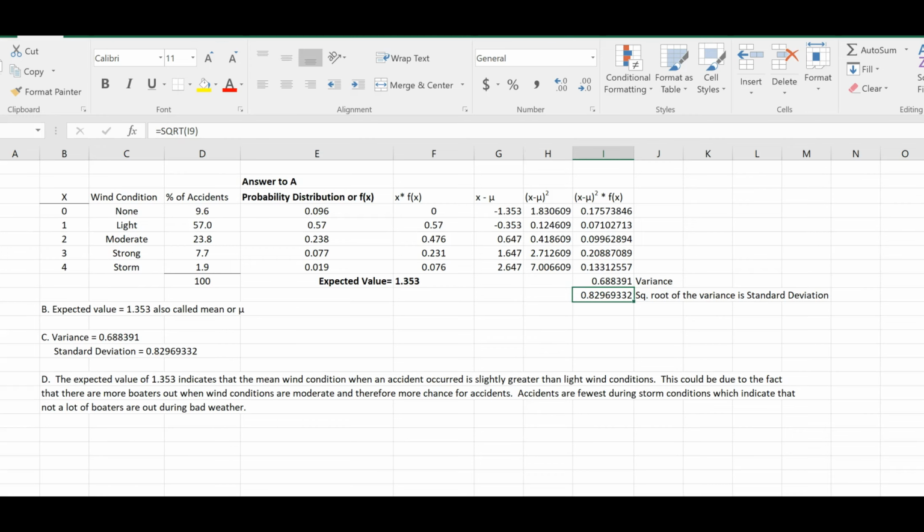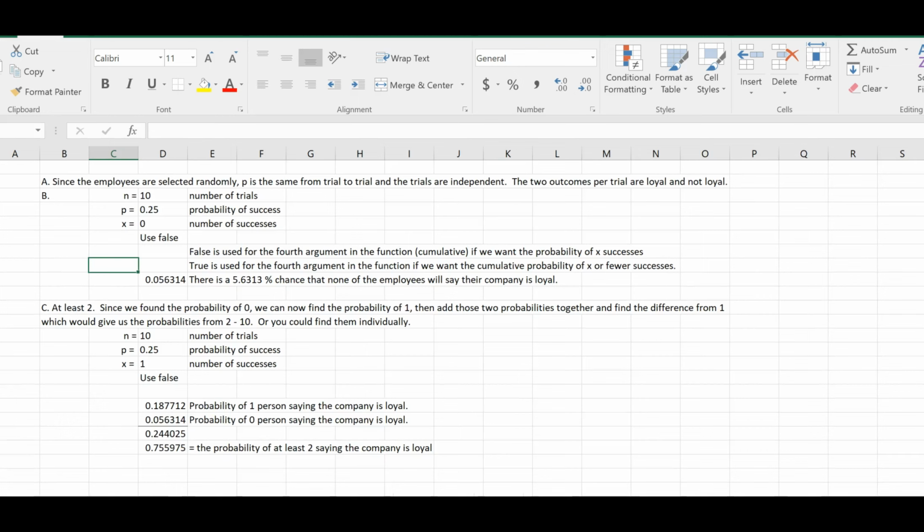So, okay, for question 2, again, binomial probability. And the answer for A is simply that since employees are selected at random, the probability is the same from trial to trial, and the trials are independent. The 2 outcomes per trial are loyal and not loyal. These are all the conditions that we need for a binomial distribution.